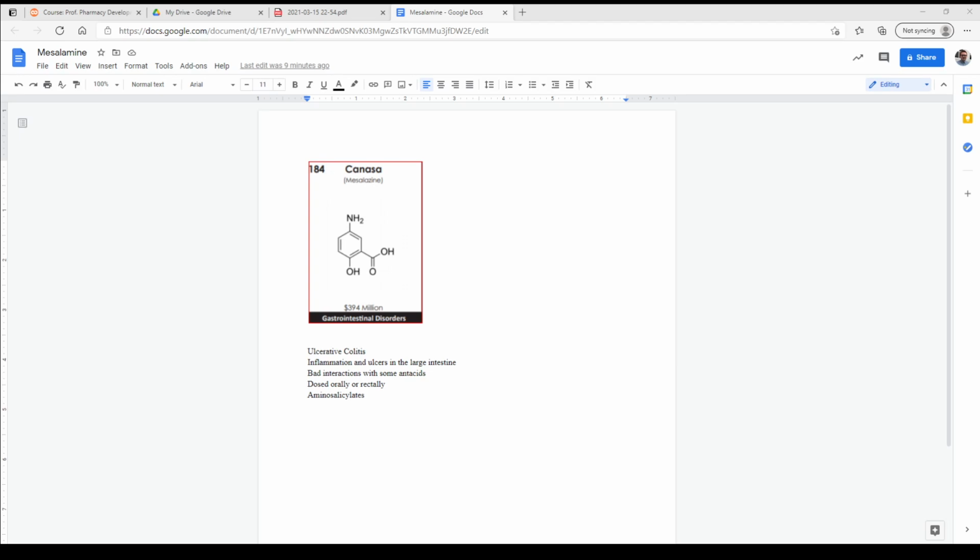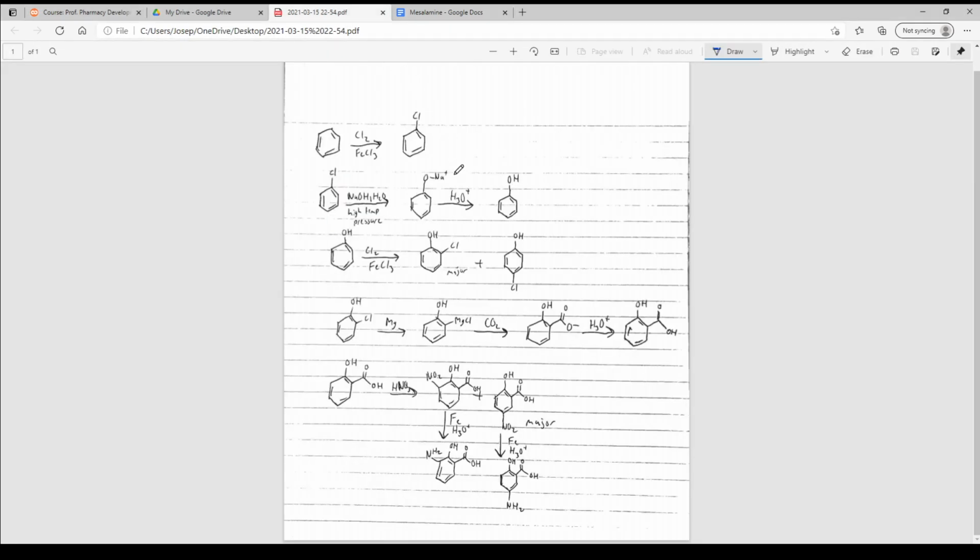It is used for the treatment of ulcerative colitis, which is like inflammation and ulcers in the large intestine. And then I guess some facts about it. So it has some bad interactions with a few brands of antacids, not all, but a few. It can be dosed orally or rectally. And then it is one of the top aminosalicylates that is used in treating ulcerative colitis.